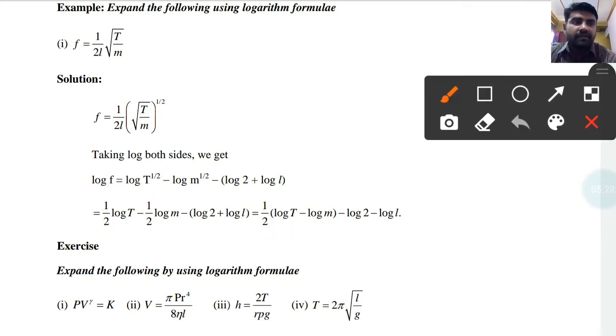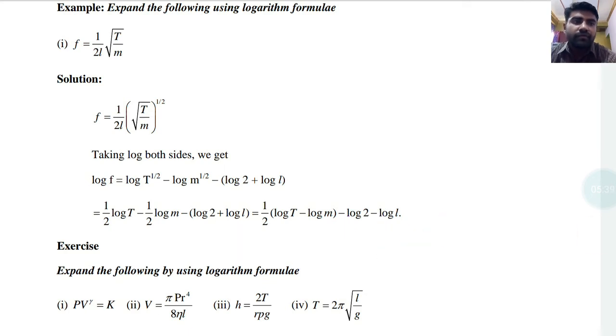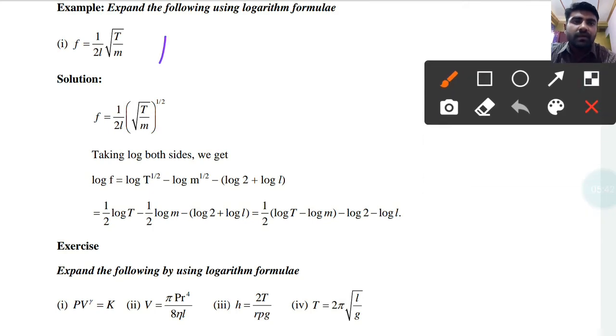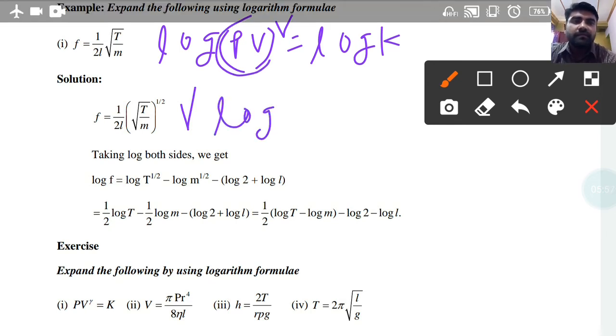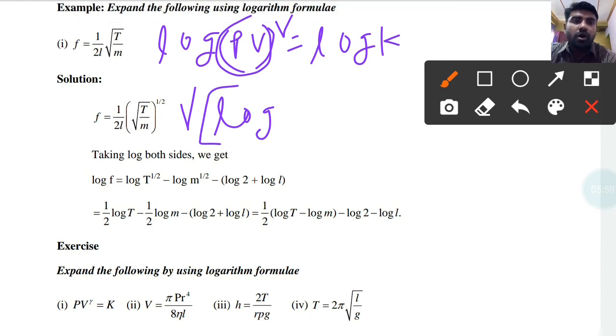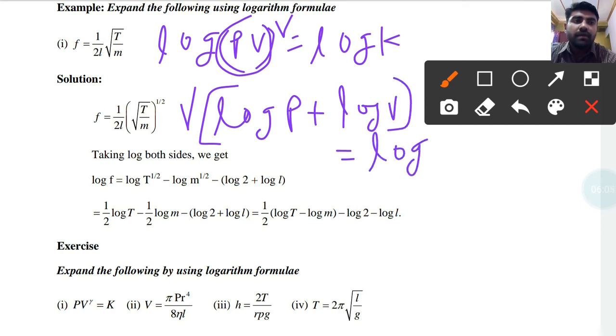Similarly, some examples are there. PV raised to gamma is equal to k. So log of PV raised to gamma is equal to log k. First of all, this is multiplication, so log p plus log v is equal to log k. So that is its solution.